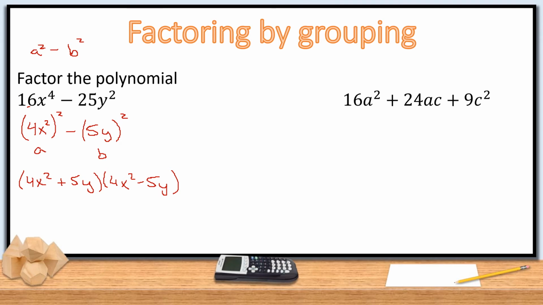So it's 16x to the 4. Yeah, x to the 4 we can't really do much with, but it can be written as x squared times x squared. 16 can be 4 times 4, so (4x squared) to be squared makes sense. It works. Same thing with the 25y squared. That's (5y) all to be squared.